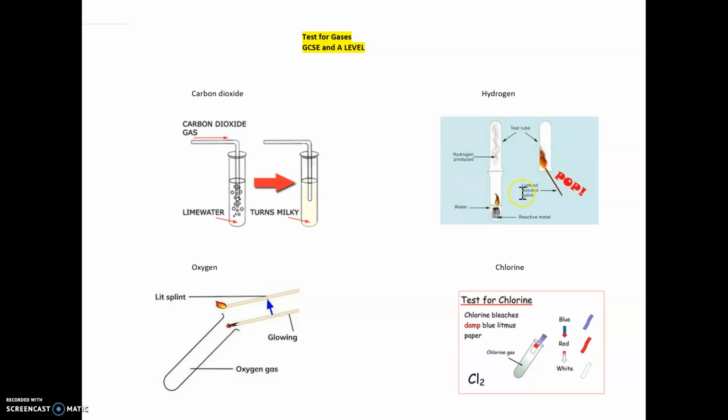For hydrogen, you just get a reactive metal. Here you put it in water or you can put it in acid and you can collect hydrogen. In terms of oxygen, you're going to need hydrogen peroxide and manganese dioxide to produce oxygen and collect it.